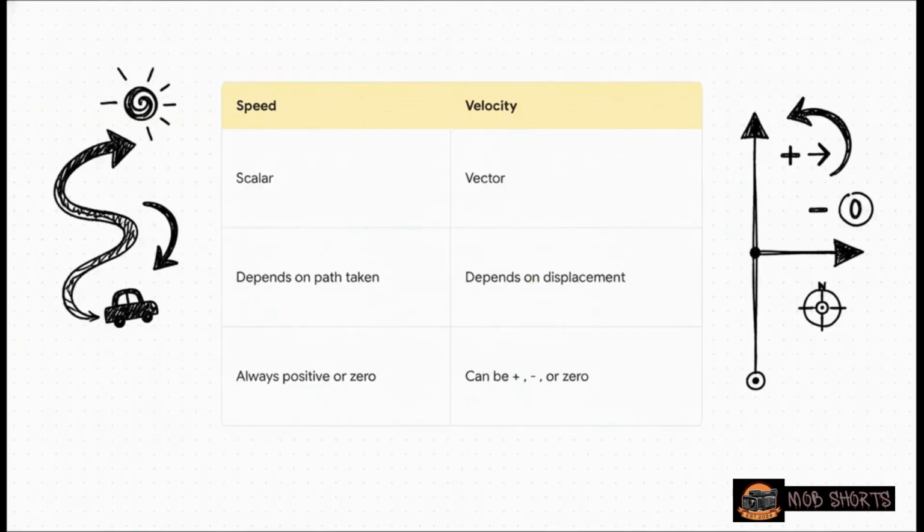And here is where it all clicks together. Just like distance, speed is a scalar. It's just a positive number. You can't have negative speed. But velocity, just like displacement, is a vector. And because it has that direction component, it can be positive, negative, or even 0. It all comes down to your final change in position.